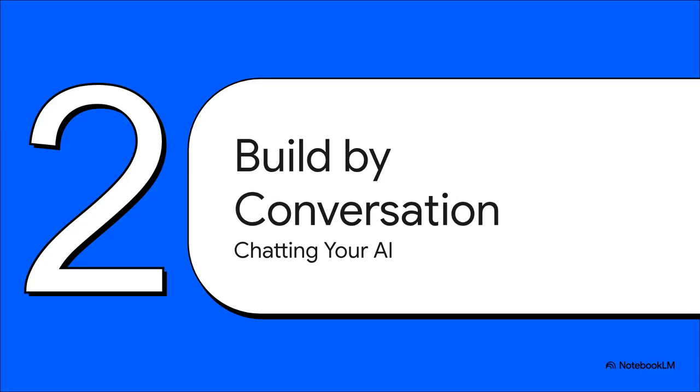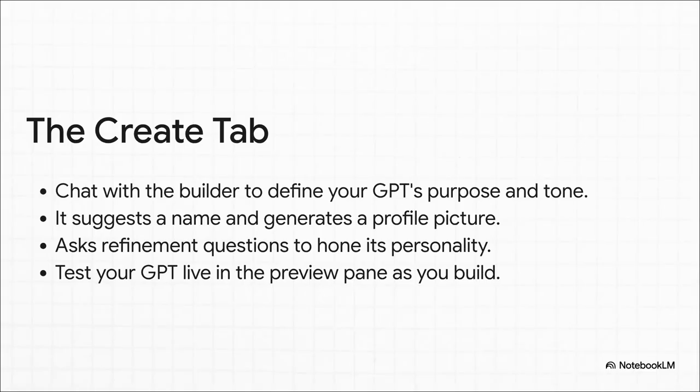So let's take a look at that first path, which is building by conversation. I love this one because it really feels like you're just chatting your AI into existence. The Create tab is kind of like magic. Honestly, you just talk to the builder in plain English, you tell it what you want, it'll ask you some questions to get more clarity, and it just starts putting all the pieces together for you. It'll even suggest a name and use DALL-E to whip up a profile picture. And the whole time, you can test its responses right there in the preview window.